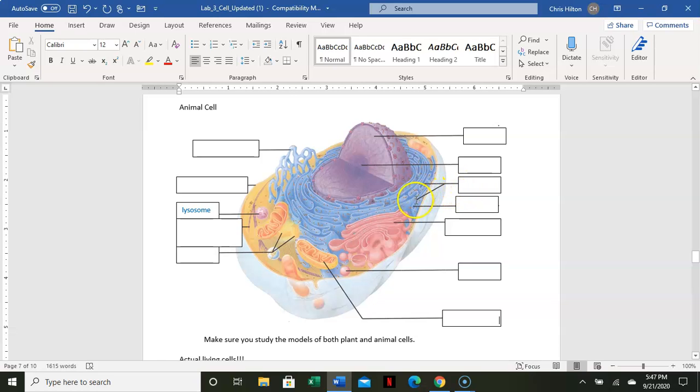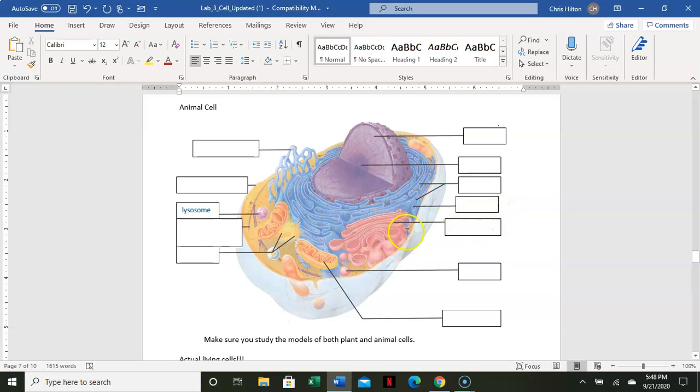Alright, so I think this one, even though it's not exact, is pointing at these orange dots. And those are the ribosomes, and they make proteins. I think this one is pointing at these blue sheets with the ribosomes on it, which is the rough endoplasmic reticulum. And it also makes proteins.